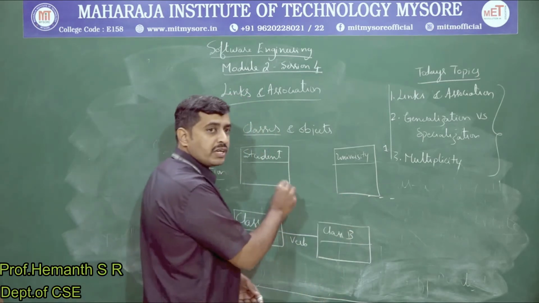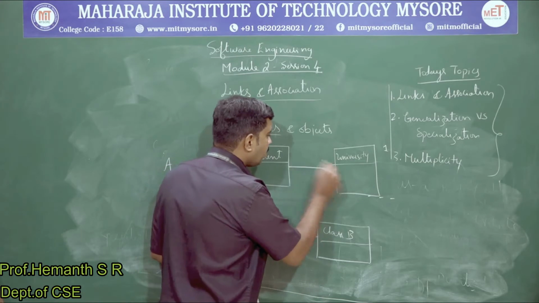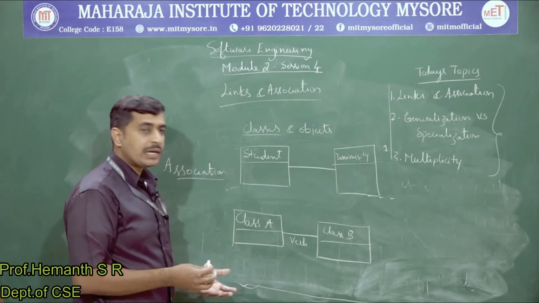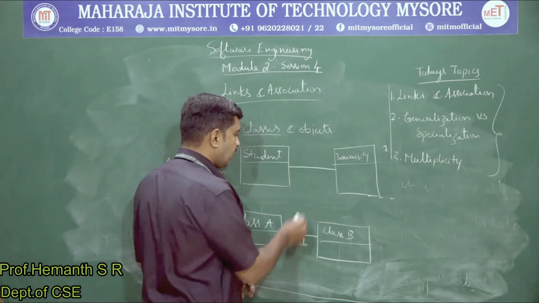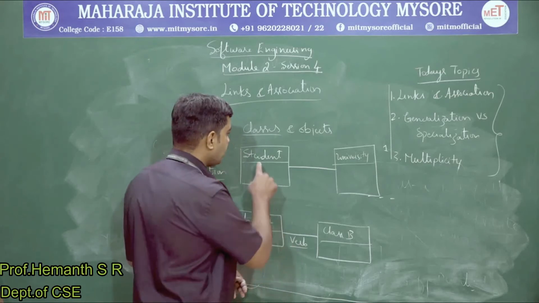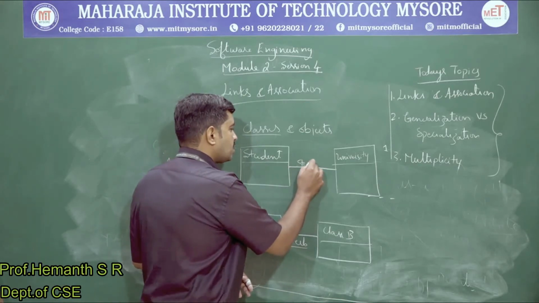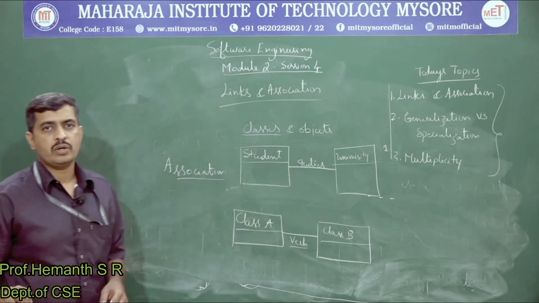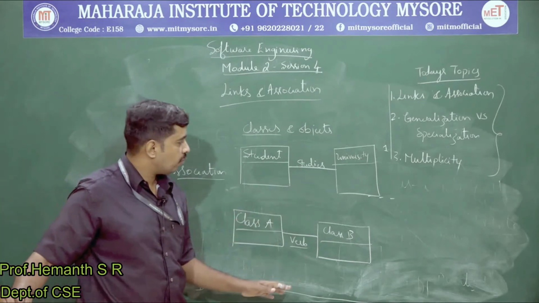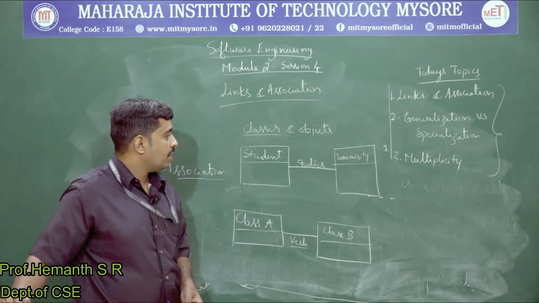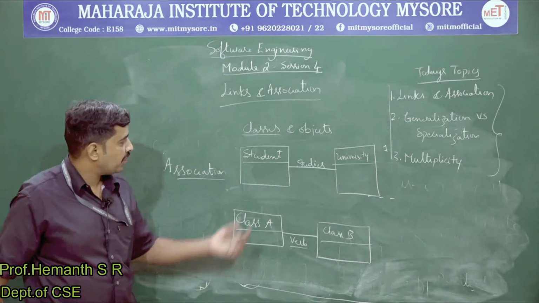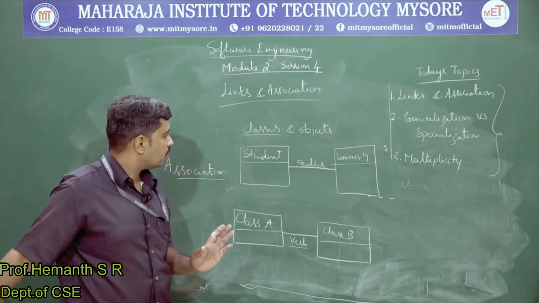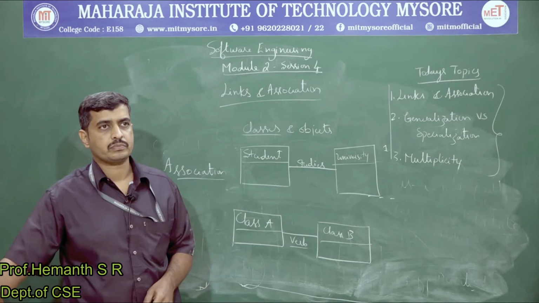For example, to indicate they are related, they are communicating, I'll draw a line. How they are related, I'll write above the line in the form of an action word. For example, student studies in a university. You can see studies is a verb, an action verb. So that is demonstrating the relationship between a student class and a university class. So this is what association is all about.